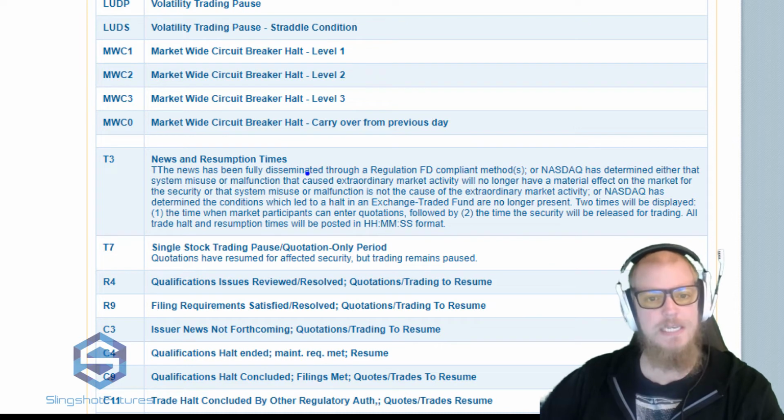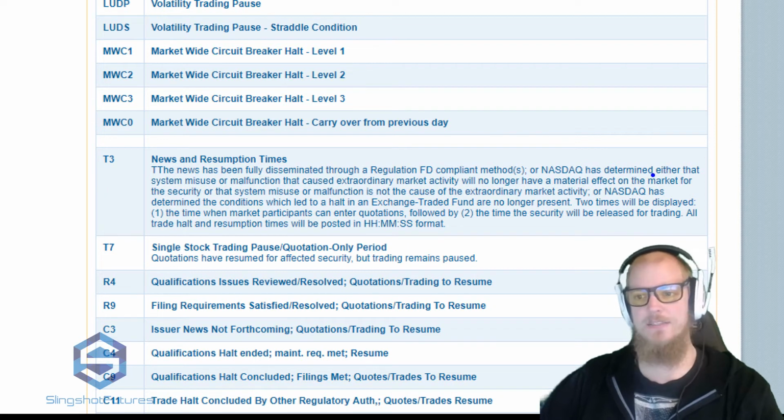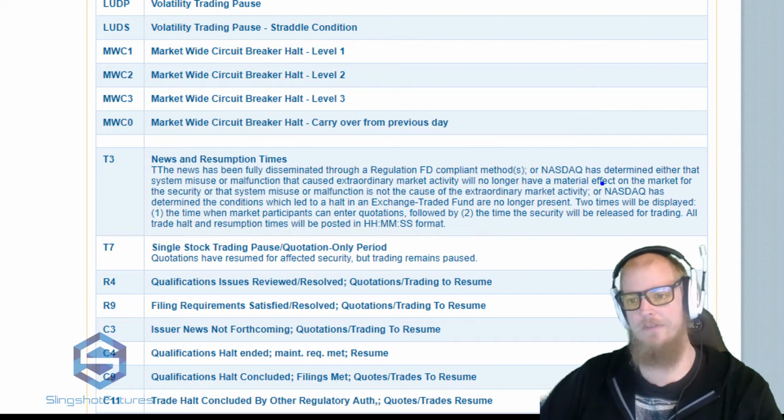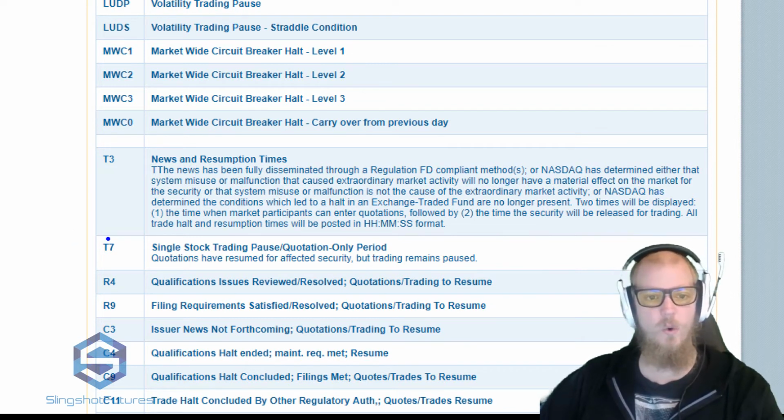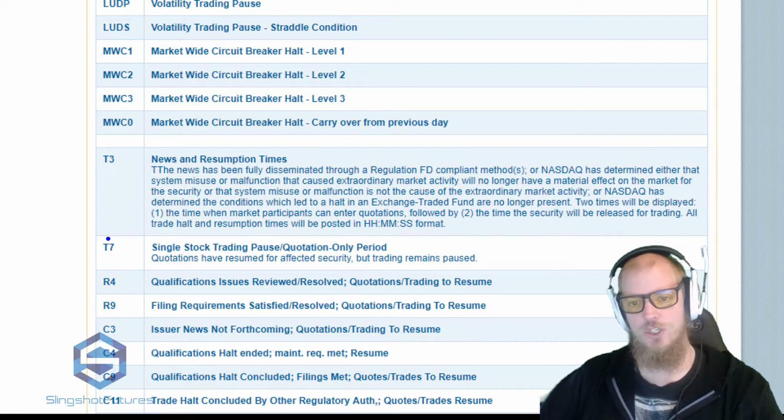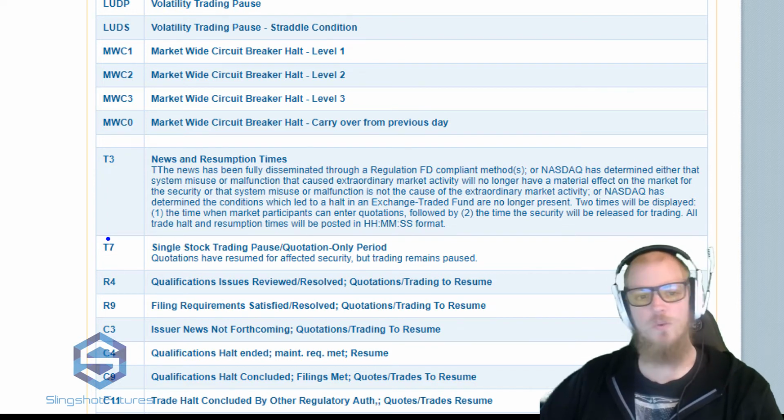So the news has been fully disseminated through the Regulation FD compliant methods, or the NASDAQ has determined either that the system misuse or malfunction that caused extraordinary market activity will no longer have a material effect on the market for the security, or that system misuse or malfunction is not the cause of extraordinary market activity, or the NASDAQ has determined the conditions which led to a halt in the exchange-traded fund are no longer present. Two times will be displayed. The first time is when the market participants can enter quotes, followed by the second time, and the second time is the time the security will be released for trading. All trade halts have resumption times, and they'll be posted in hour, minute, and second format.